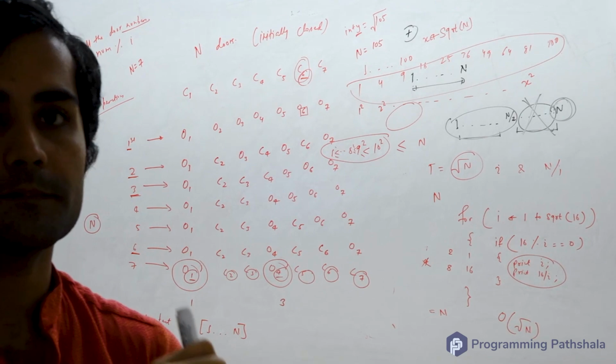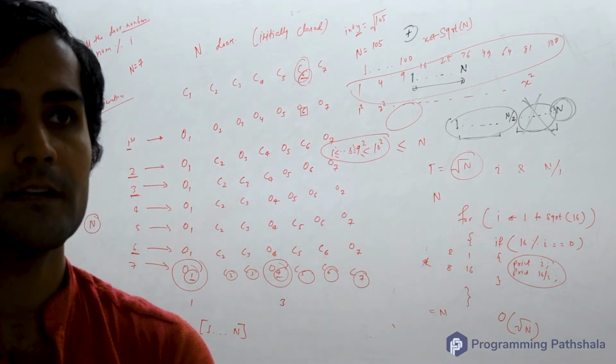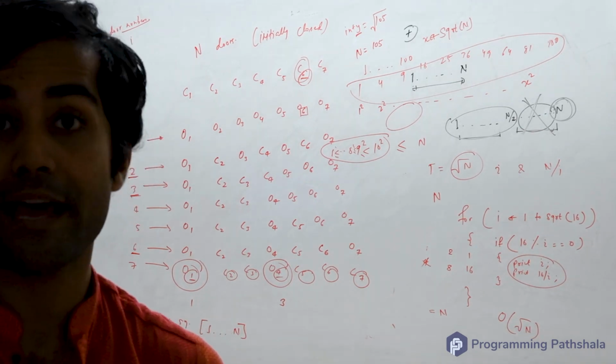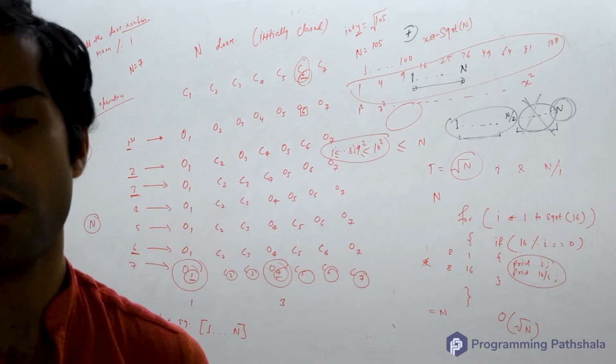So guys, what was the key concept behind solving this problem? The key concept was that only for perfect square integers, the count of factors is odd.